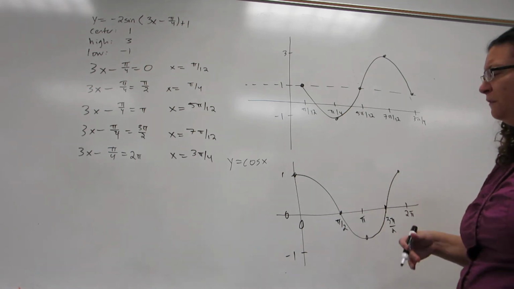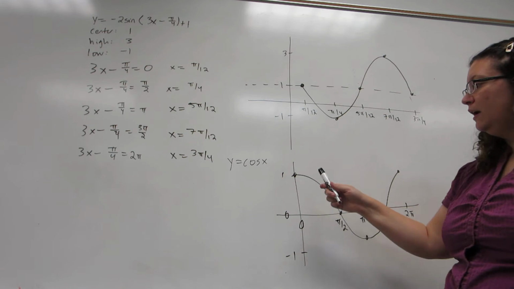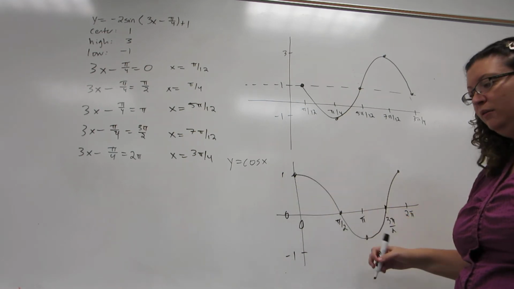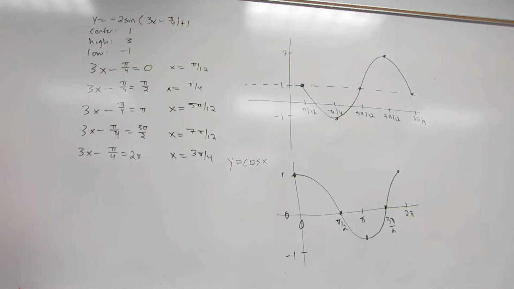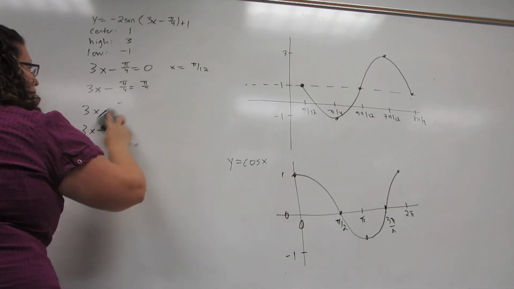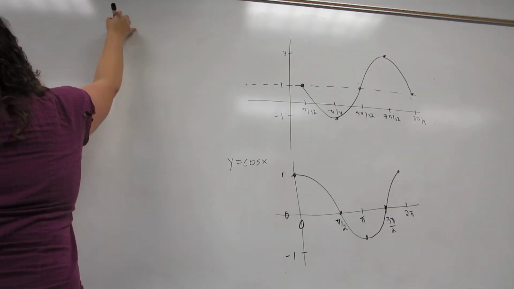The only thing that's different between sine and cosine is sine started at the center and moved up, and cosine starts at the top and moves down, which means that we can graph it using the same method until the very end when we're placing points. So let's do an example of cosine.